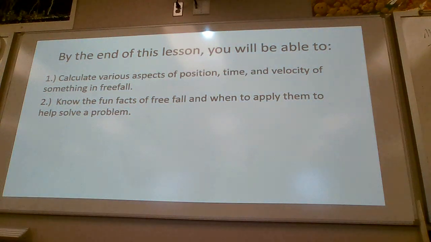By the end of this lesson, you'll be able to calculate various aspects of position, time, and velocity of something in free fall, and be able to know the fun facts of free fall and how to apply them to specific scenarios.